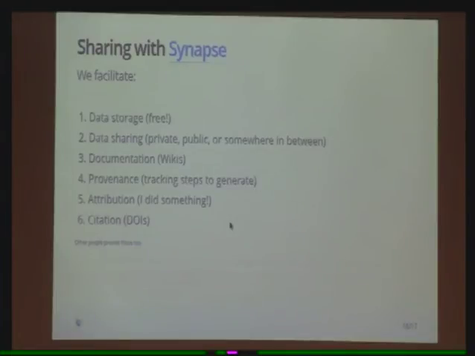So just to summarize, data storage, it's free. Data sharing, private, public, somewhere in between. We give documentation, provenance, which is tracking the steps to generate different data files, attribution, hey, I did something, I can tell somebody else about it, and citations.